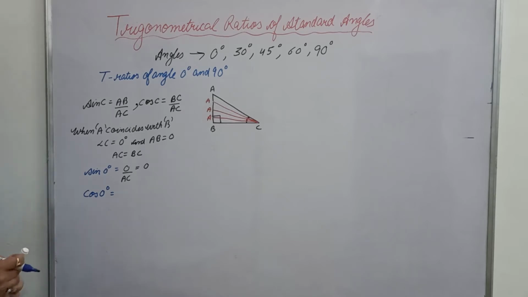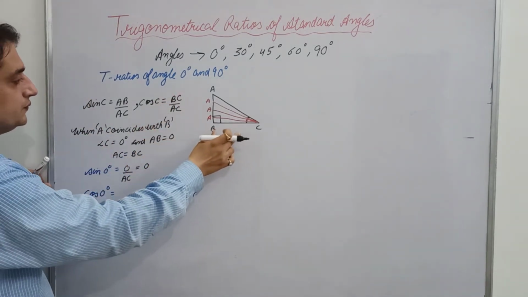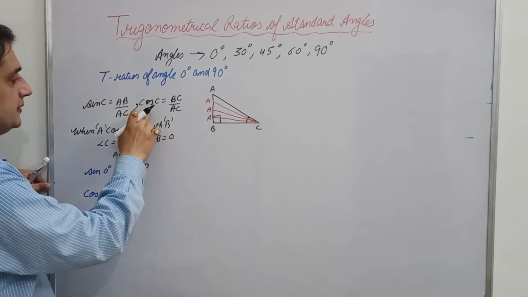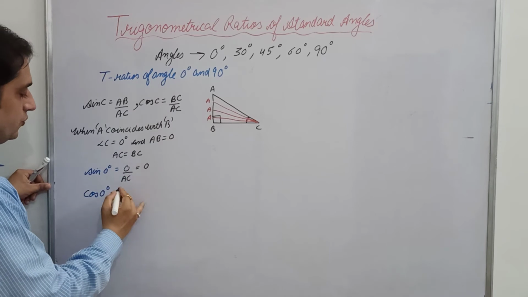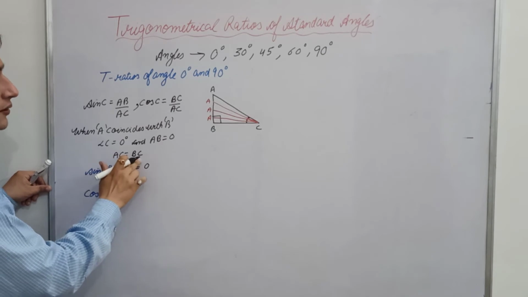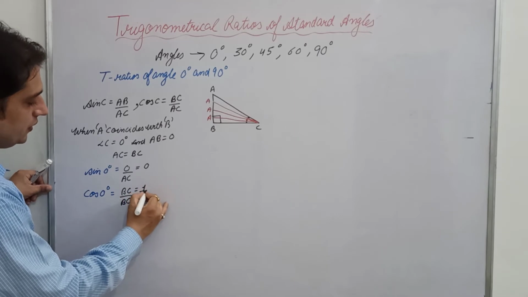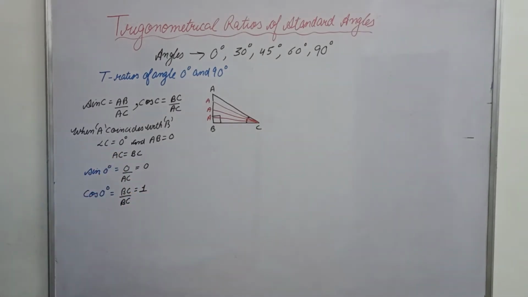Cos 0 degree is the ratio between base and hypotenuse. So for this cos 0, the value of BC over the value of AC. You can write BC as it is, or you can write the value of AC, which is equal to BC, so the value is 1, because the two lengths are equal when A coincides with B. So this is cos 0 degree, right?